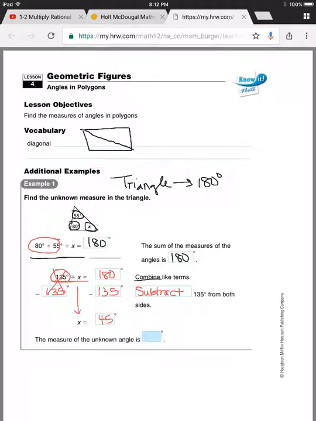So the unknown measure is 45 degrees. And a way you can check that is now we know that x is 45. We can add those three numbers together, 55 plus 80 plus 45, and we should get 180 degrees. And if we did, then we got the right answer. And if we didn't, we know we should check our math.